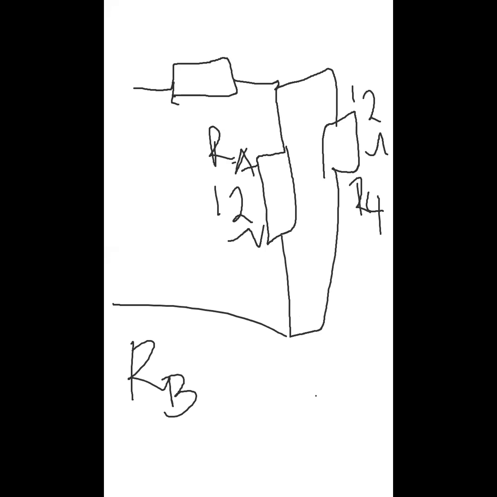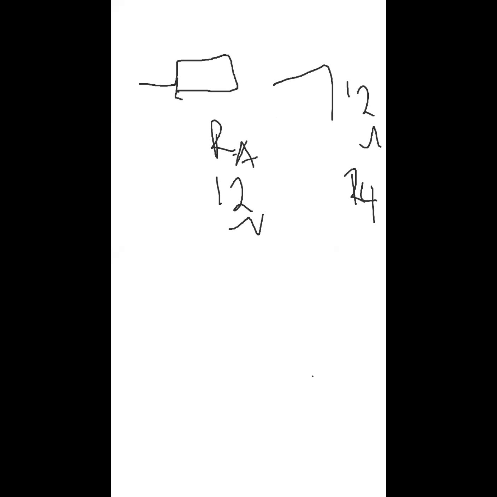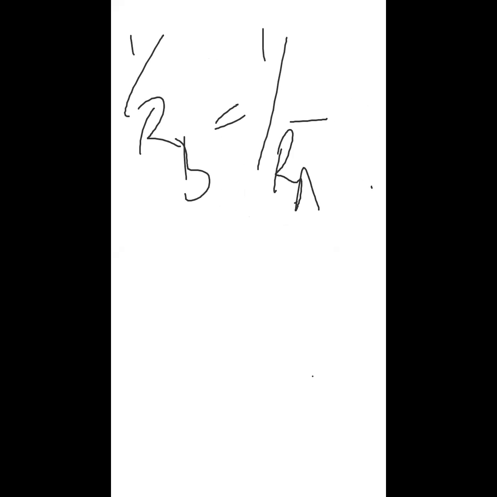What formula are we going to use? I'm erasing the diagram. RA is 12, R4 is 12. We're going to be using the formula for resistors in parallel. Don't let us forget, resistors in parallel. 1 over RB is equal to 1 over RA plus 1 over R4. So we're looking for 1 over RB.